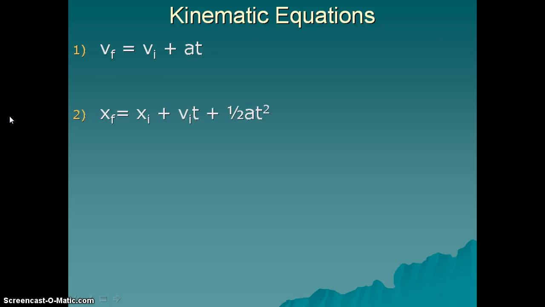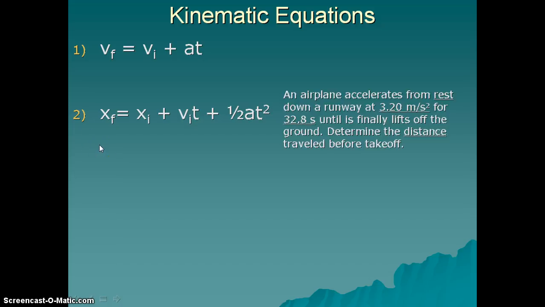Here is our second kinematic equation. XF equals XI plus VIT plus 1/2 AT squared. This stands for final position, so 10 meters, 50 meters, 100 kilometers, whatever. Then initial position, which will usually be the 0 mark. Then we've got initial speed, time, and then again acceleration and time squared.